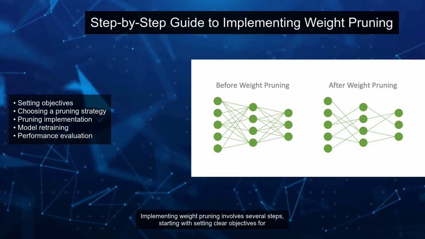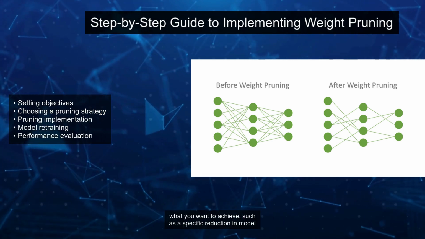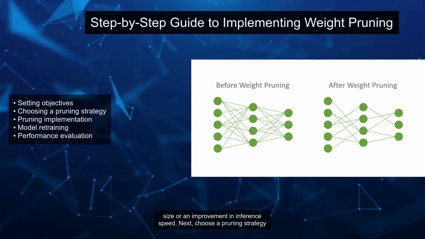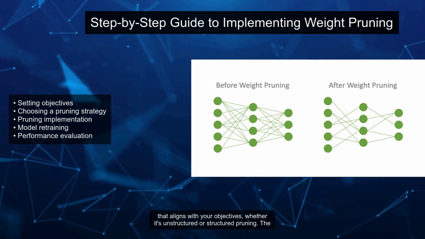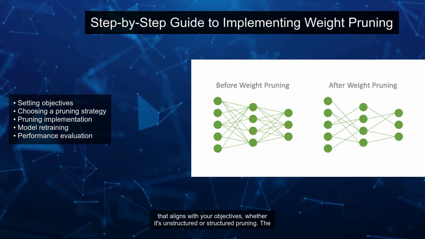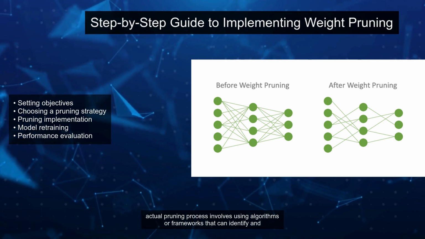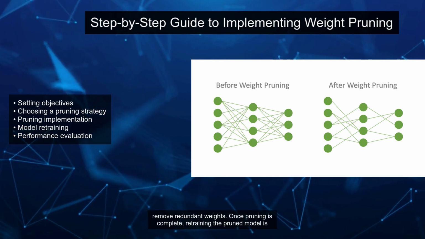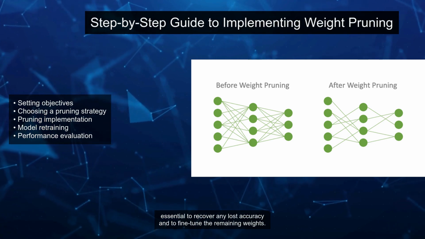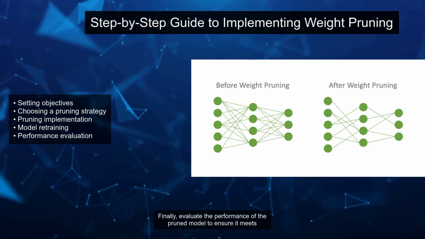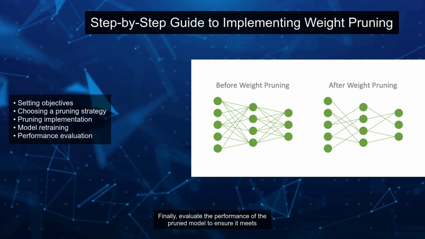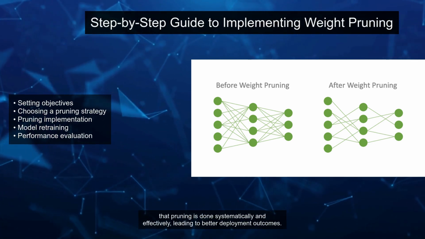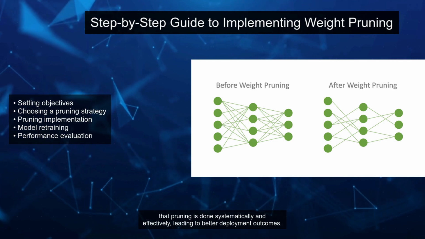Implementing weight pruning involves several steps, starting with setting clear objectives for what you want to achieve, such as a specific reduction in model size or an improvement in inference speed. Next, choose a pruning strategy that aligns with your objectives, whether it's unstructured or structured pruning. The actual pruning process involves using algorithms or frameworks that can identify and remove redundant weights. Once pruning is complete, retraining the pruned model is essential to recover any lost accuracy and to fine-tune the remaining weights. Finally, evaluate the performance of the pruned model to ensure it meets the desired objectives without significant loss in accuracy. This step-by-step approach ensures that pruning is done systematically and effectively, leading to better deployment outcomes.